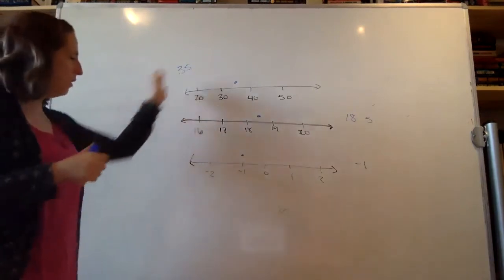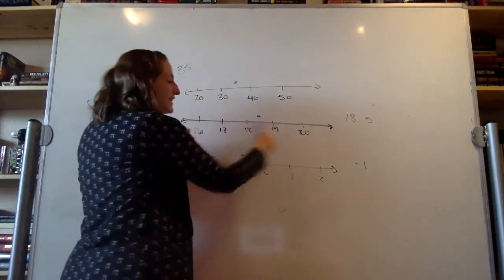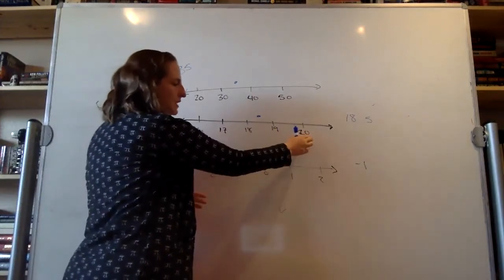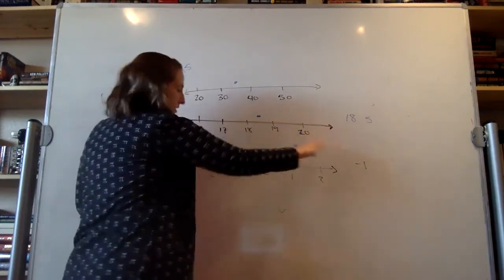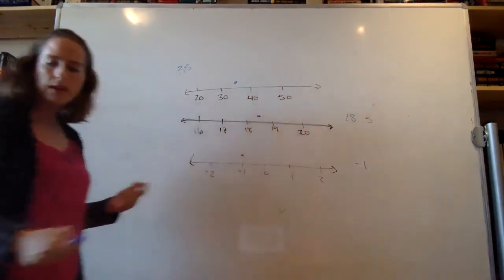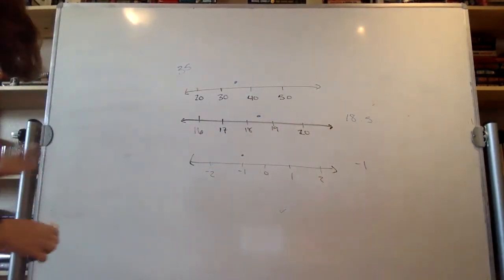okay? So number lines are handy for showing numbers, for showing the relative position of numbers. So for example, I can see 20 related to 17. I can see that 20 is larger than 17 because it's to the right of 17 on the number line. Okay, and they let us place numbers. Now that's pretty handy.